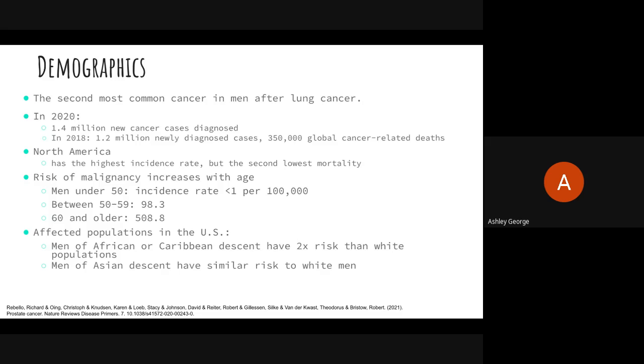And the risk of malignancy does increase with age. So in men under 50, the incidence rate was less than 1 per 100,000. Between age 50 and 59, it was 98.3. And then for years 60 and older, it was 508.8. And the main affected populations in the US are men of African or Caribbean descent. They have a 2 times higher risk than white populations, and men of Asian descent in America have a similar risk to white men in America.